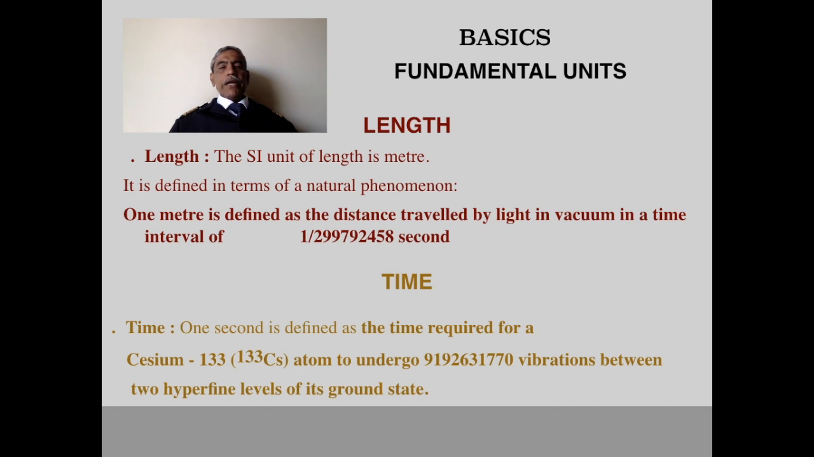Then the unit of time, 1 second, is defined as the time required for a cesium-133 atom to undergo 9,192,631,770 vibrations between two hyperfine levels of its ground state. Again, it's just a matter of information. Let's not bother too much about this. But the idea of putting it is that there is a definitive method by which we have decided on the quantity of length and time.